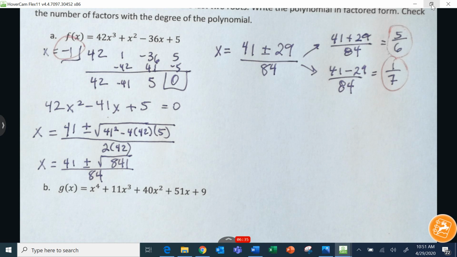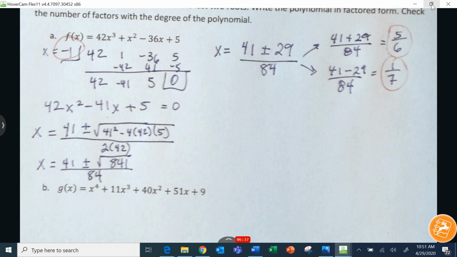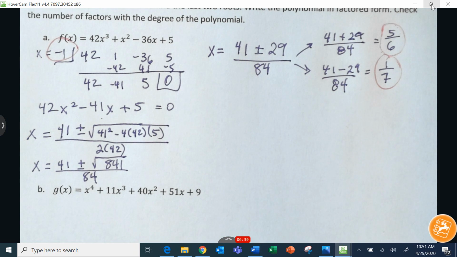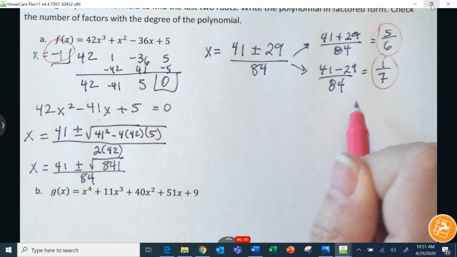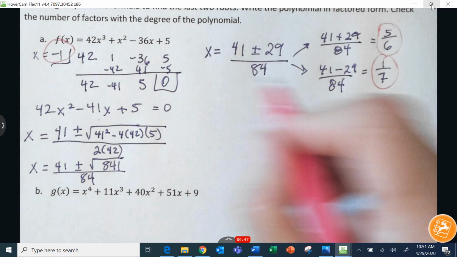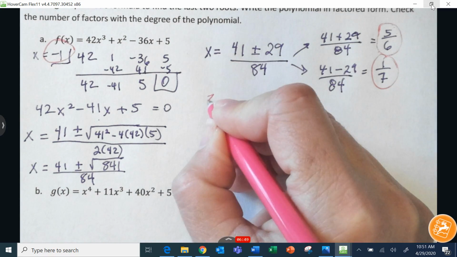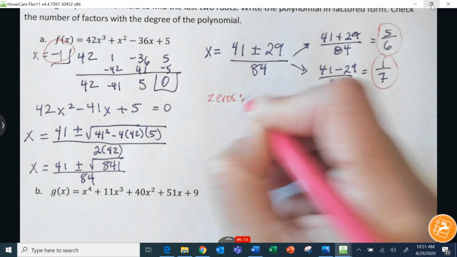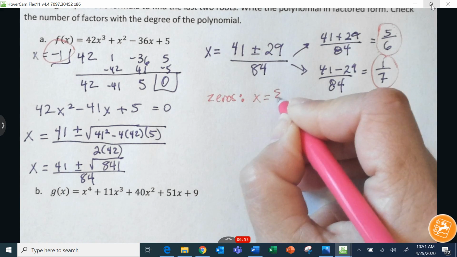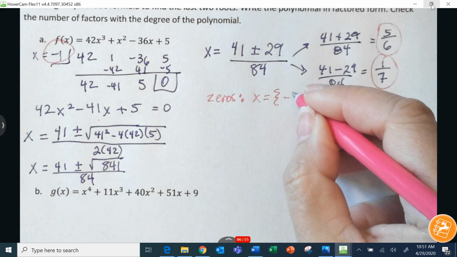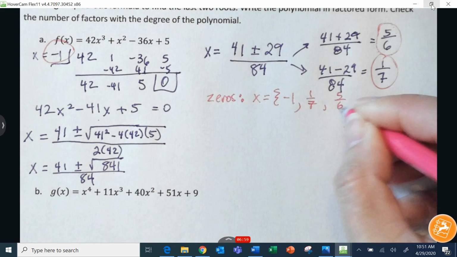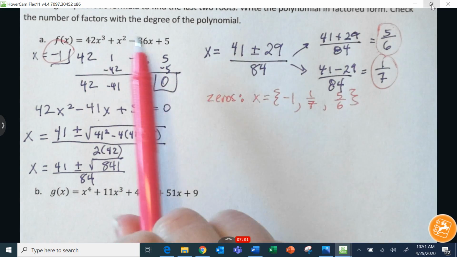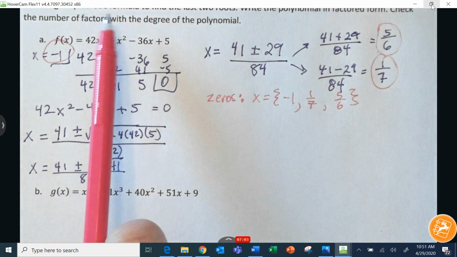For doing assignments on the computer and plugging stuff in, I'm asking that you always put them in numerical order so that the order in which I type my answers in will match the order in which you type your answers in. So if we need to write zeros, you're going to put least to greatest: -1, and then 1/7, and then 5 over 6. That's not really what I'm asking. I think I'm just asking you to write it in factored form.